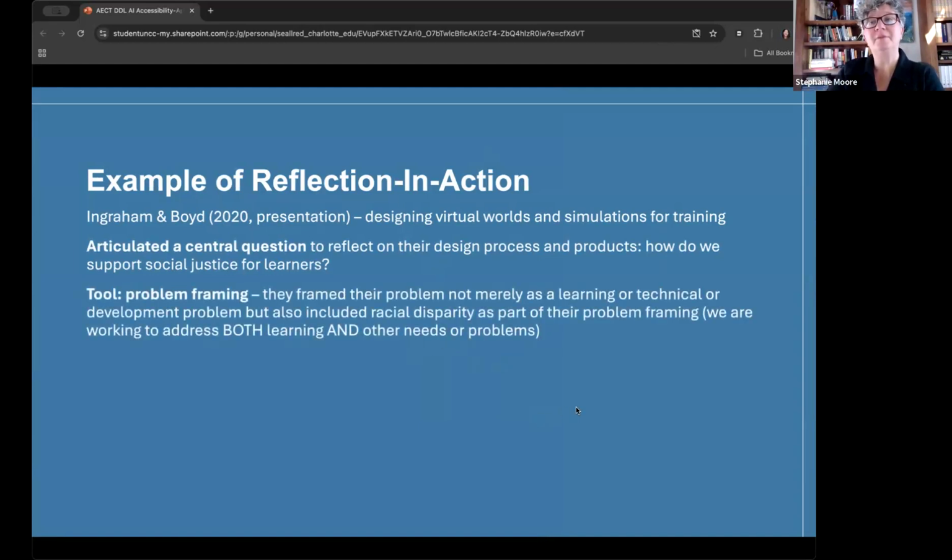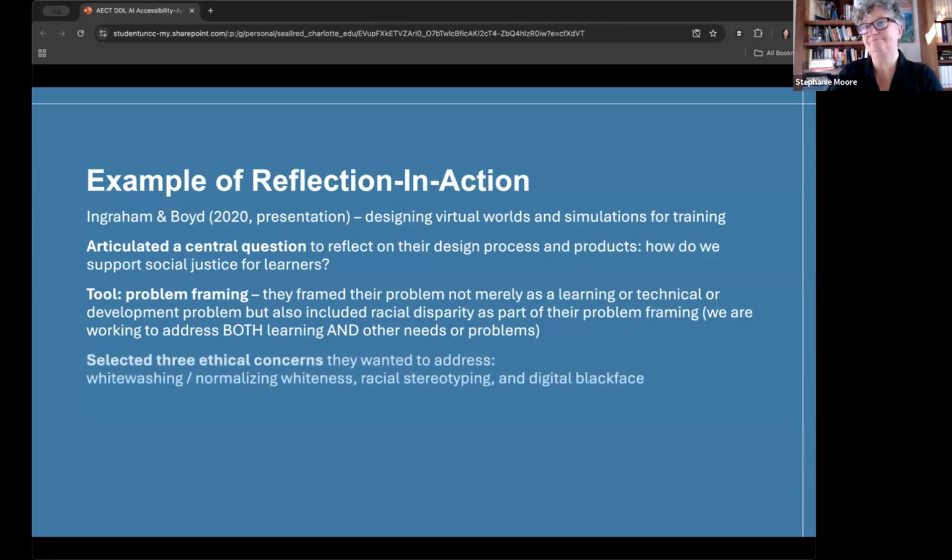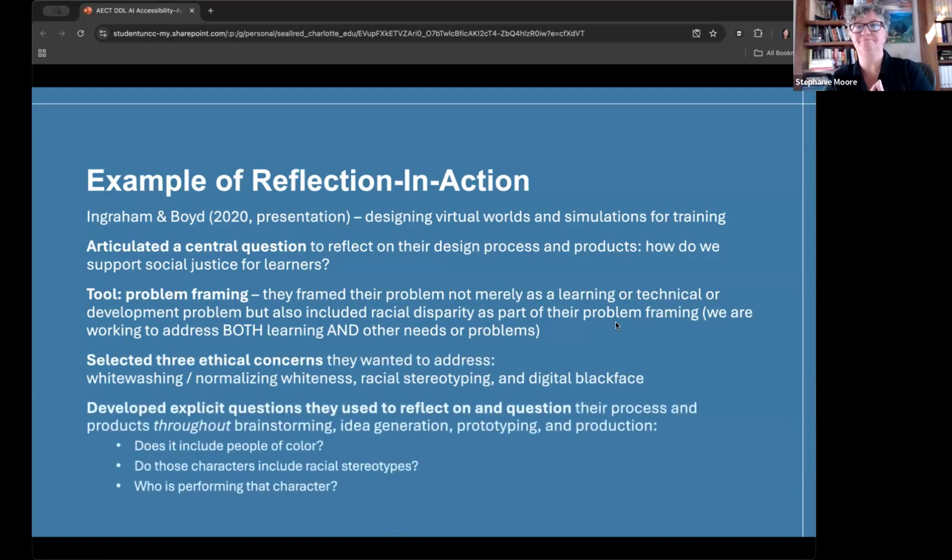They used problem framing as a tool. So they framed their problem not merely as learning or technical, right? But they also included racial disparity as part of their problem framing. So here they're working to address both learning needs and other needs or problems. They then selected 3 specific ethical concerns that they wanted to address. So here they're drilling down to be very specific and very tactical. They wanted to tend to whitewashing or normalizing whiteness, racial stereotyping, and digital blackface.